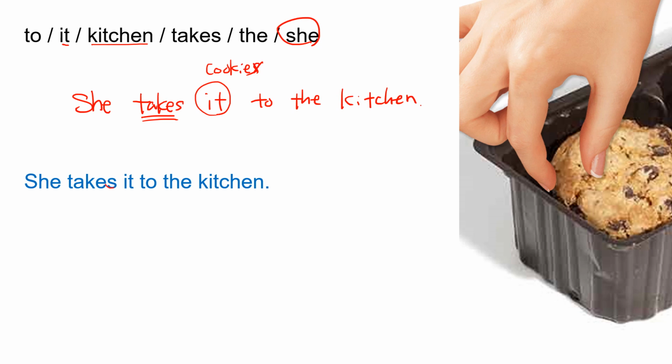Again, in order to pronounce this, read it together. She take. She takes and it. She takes it. She takes it to the kitchen. Kitchen. She takes it to the kitchen.